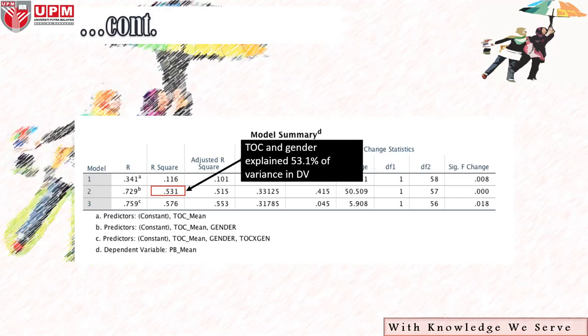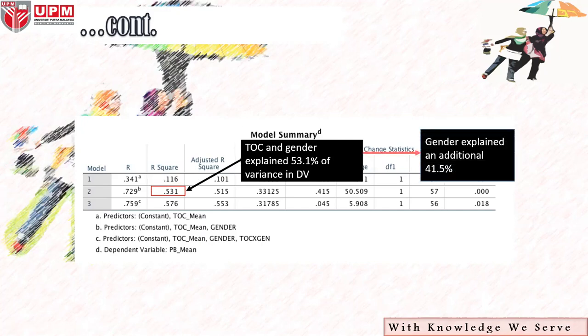So task-oriented coping and gender explain 53.1% of the variance in philanthropic behavior. What we can further explain is gender: after we add gender into the model, gender explains an additional 41.5% of the variance in philanthropic behavior. Maksudnya kat sini kita dah nampak gender ni akan memainkan peranan. Tinggi dia tambah ni. Daripada 11.6 jadi 53. So dia tambah lagi 41.5%.